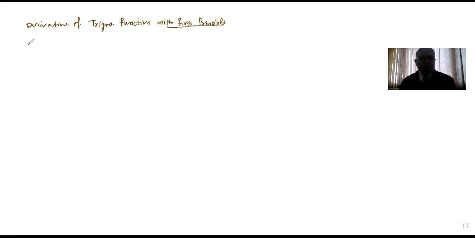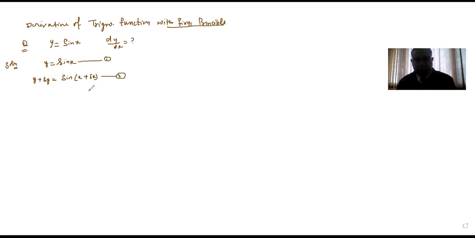For example, y is equal to sine x. I want to get dy by dx of sine x. So as we have discussed, I'm going to mark first y is equal to sine x as number 1. Now add delta y with y and delta x with x. I have given increment of delta y with y and I have given increment of delta x in x.